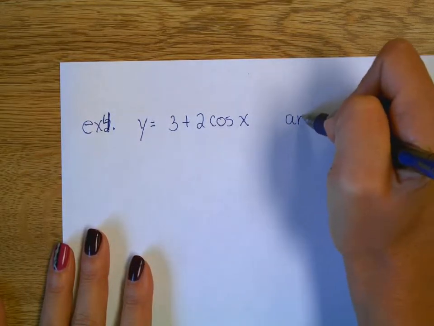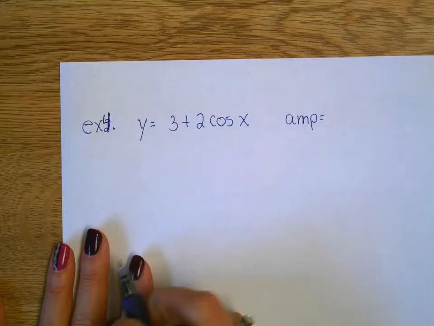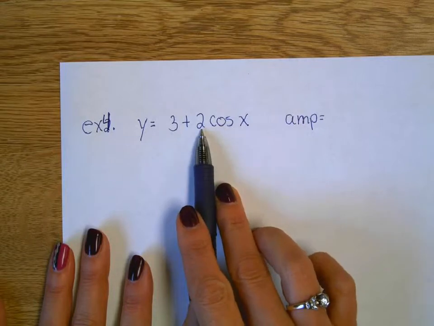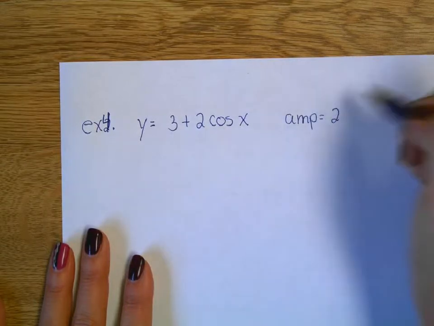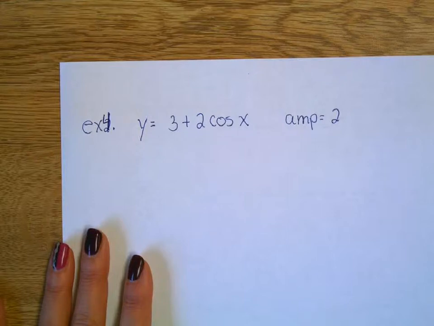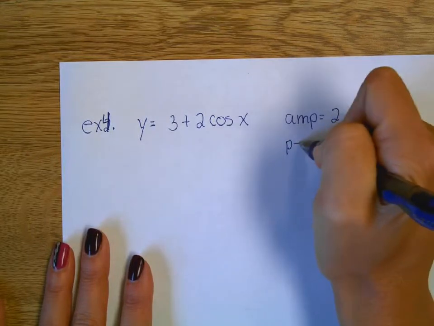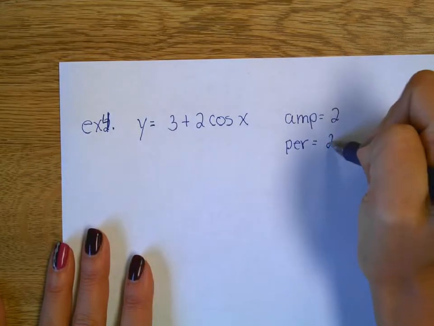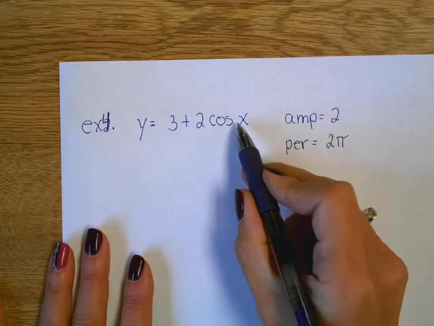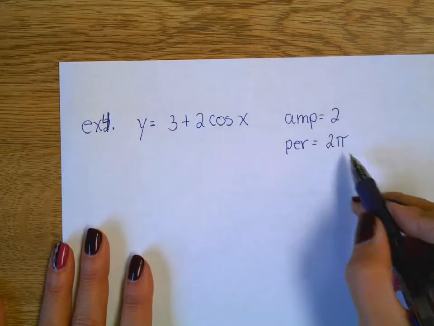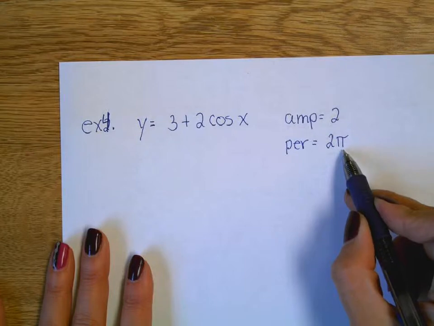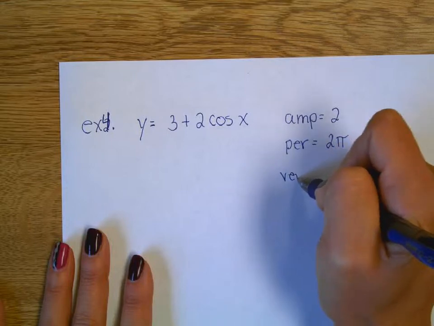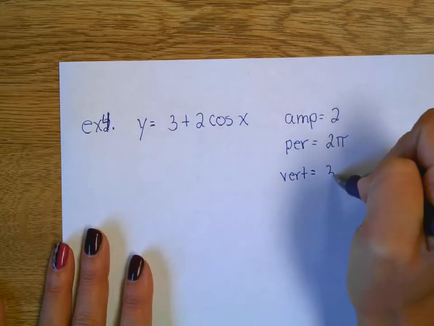So where do I get my amplitude number from? The 2. The number that's multiplied by the function. So my amplitude is 2. So remember that's axis to max and axis to min. Period. What's the normal period unless we change it? 2 pi. You look at the b. The b is 1. We're going to divide by 1, so it's just 2 pi. And now, does this graph have vertical shift? Yes, of a positive 3.